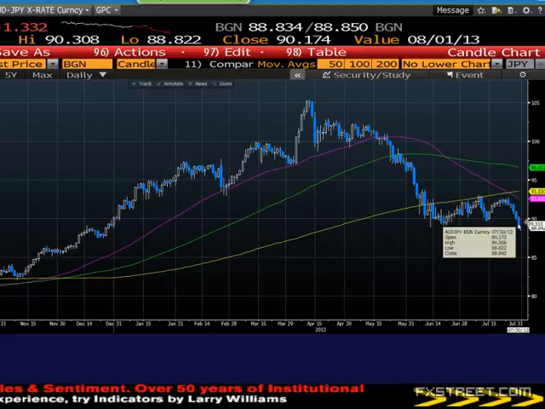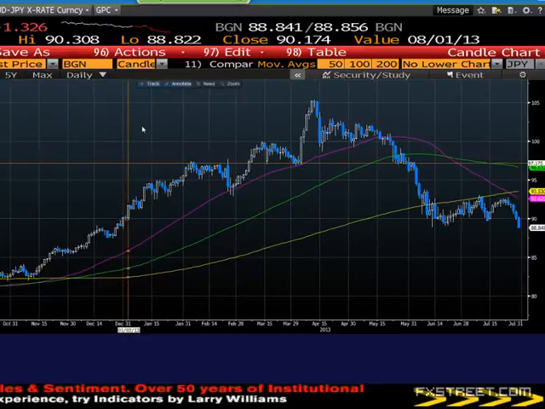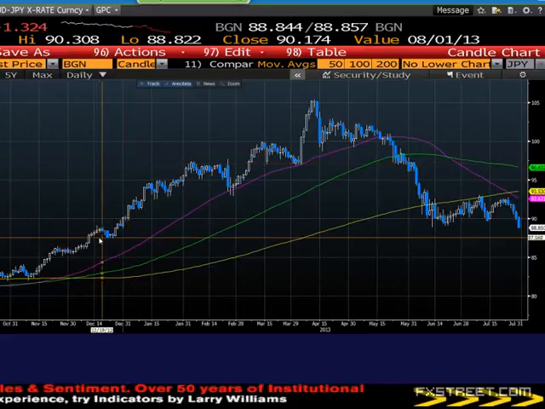Where does this open us up to now? We've got to go all the way back. This has been a huge erosion of the move higher. Go all the way back to this 87.5 level, which is the low from mid-December.